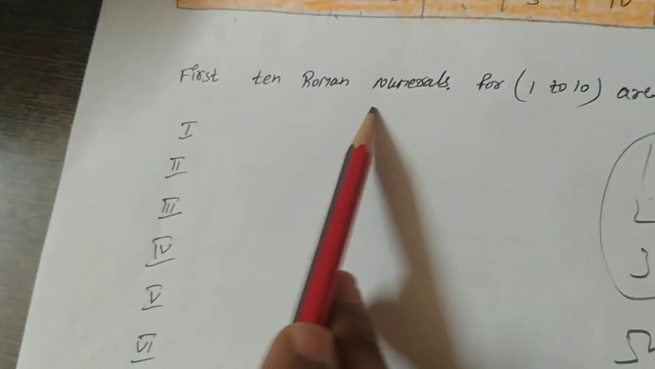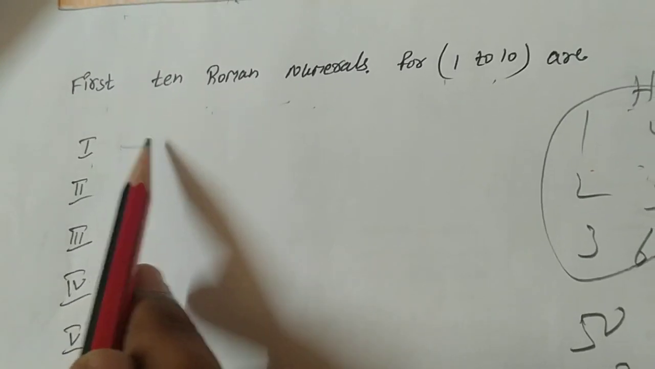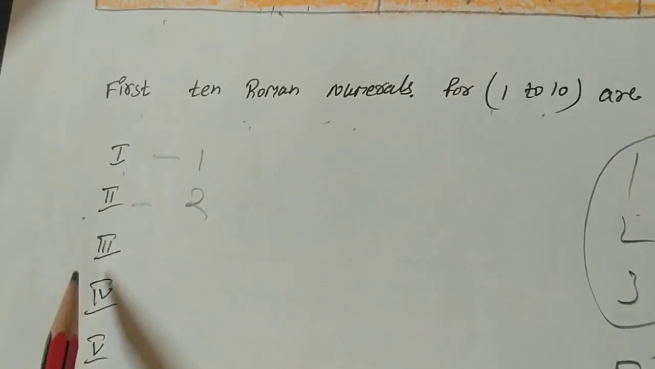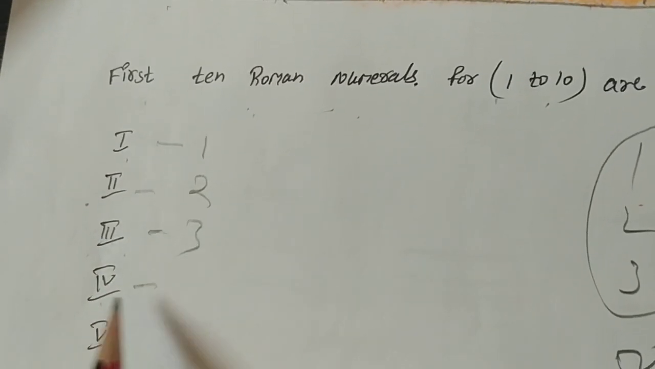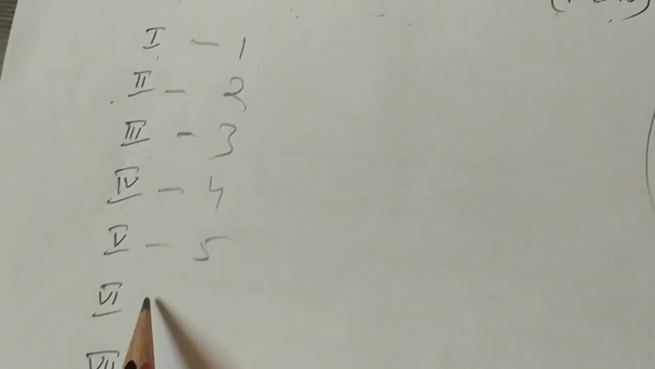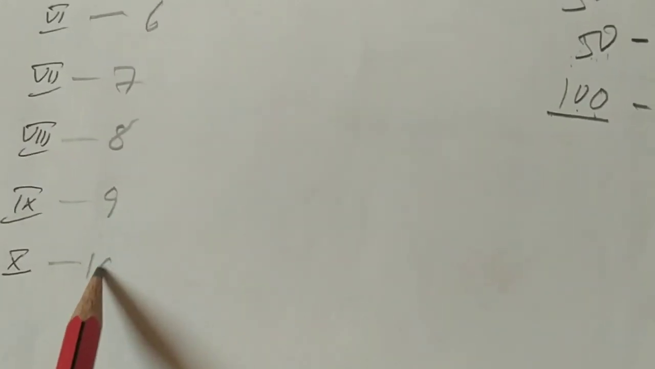Now my dear students, your homework is to write the first 10 Roman numerals, 1 to 10. See, I have written here: 1, it is the 1. 2, it is the 2 symbol. And for 3 you should keep 3 lines, it is a 3. And it is a 4, and it is a 5, and it is a 6. This one is 7, this one is 8, this one is 9, this one is 10.